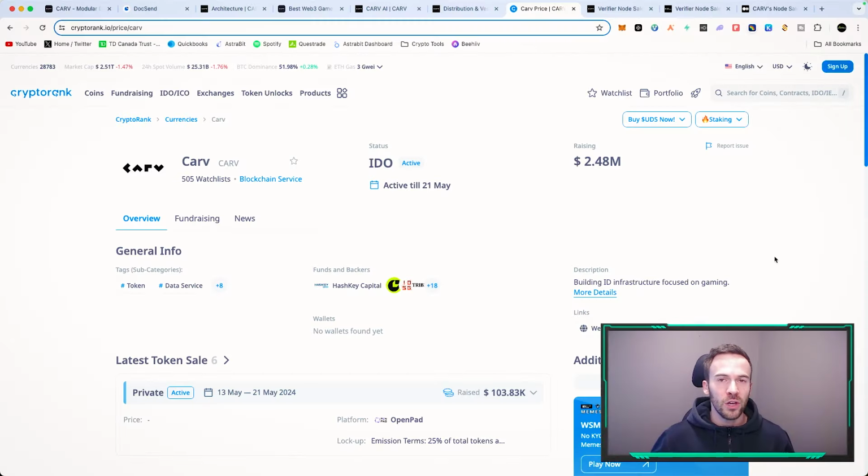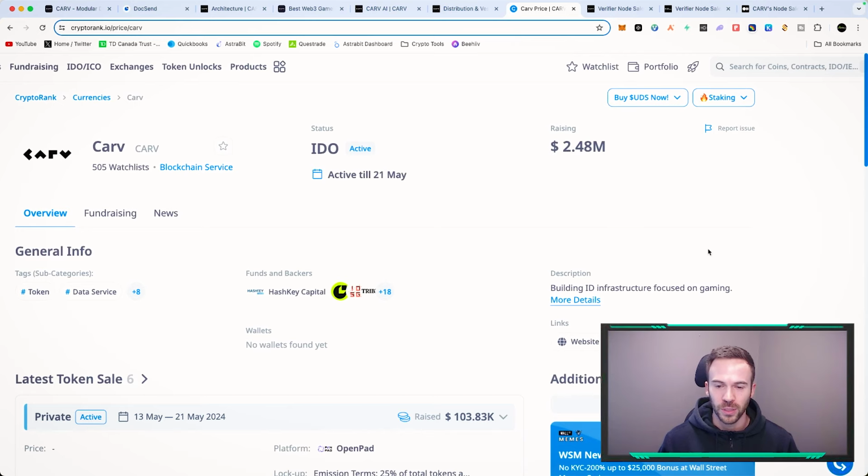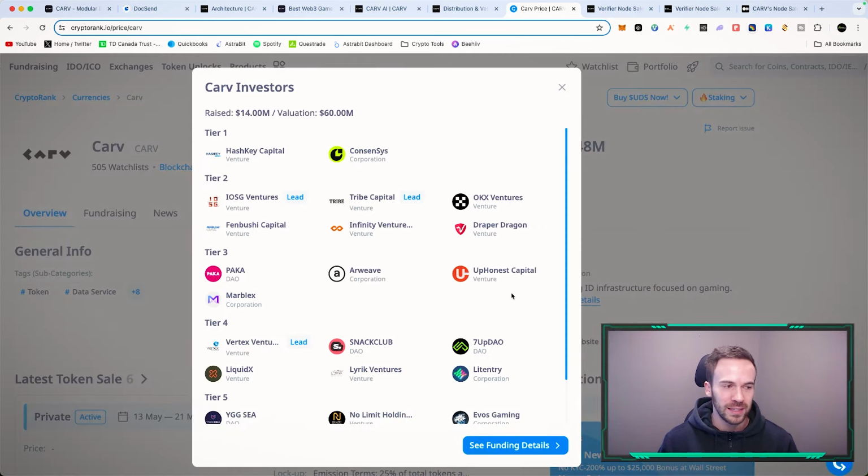Before we go into more details on tokenomics, node rewards, and how to participate in the whitelist sale, we need to talk about who is funding Carv, because ultimately, if no one really knows about this project, then how is it going to continue to evolve over time? But if we take a look at Carv on CryptoRank, as we can see here, we do have some pretty key backers.